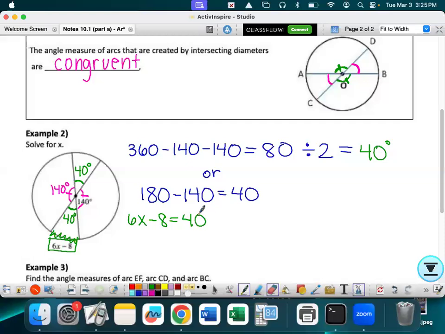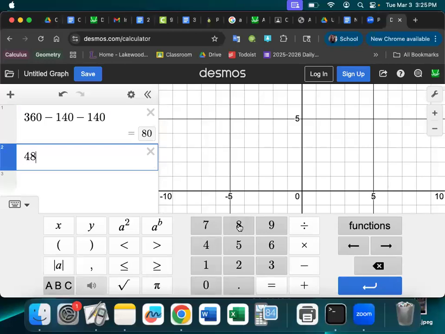I would like you to go ahead and solve that equation. I'm going to add 8 to both sides. I get 6x equals 48. Divide both sides by 6. And we get 48 divided by 6, 8.